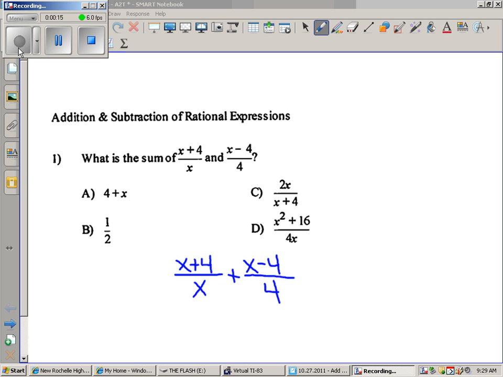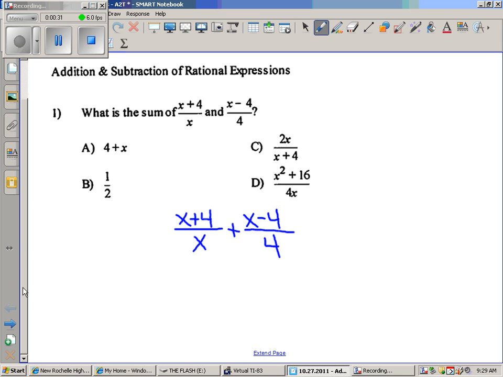Jessica, why not? What do you have to have in order to add two fractions? Yeah, we got to find the least common multiple of the denominators. We got to have common denominators in order to add them. So what is the LCM of these two fractions?